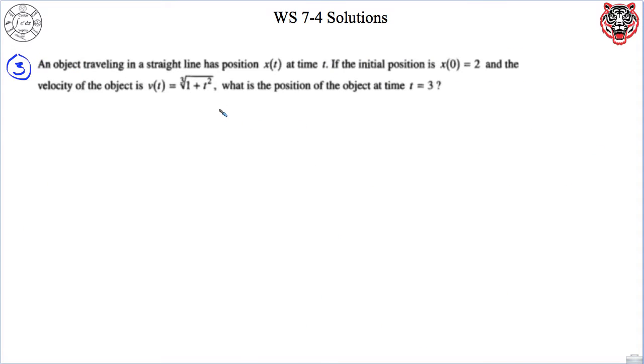And on to number 3. Number 3 isn't a table question. You're just straight on doing how much we've changed in position. It gives us our initial position and it tells us velocity.